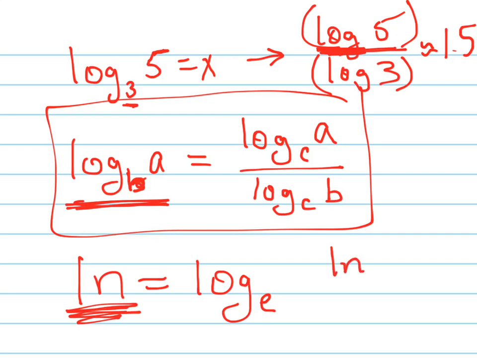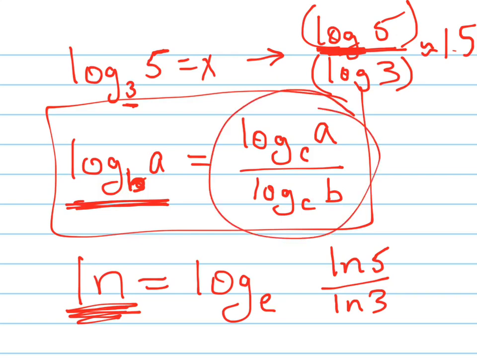Tell me what the ln of 5 over the ln of 3 is. If this is true, this better also equal 1.5. What's ln? ln means log base e. Alright, and again we get the same answer, which we would expect, which is roughly 1.5.